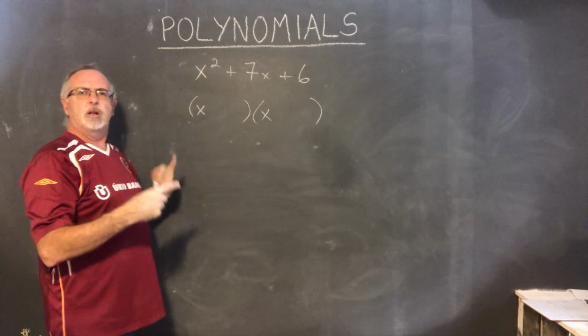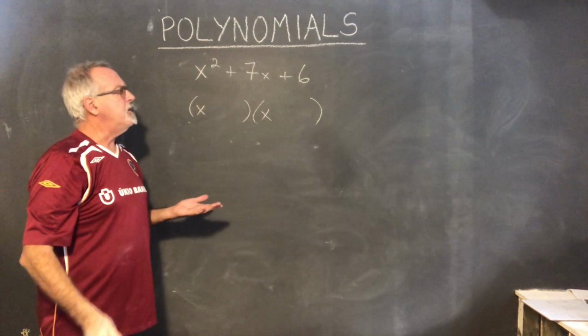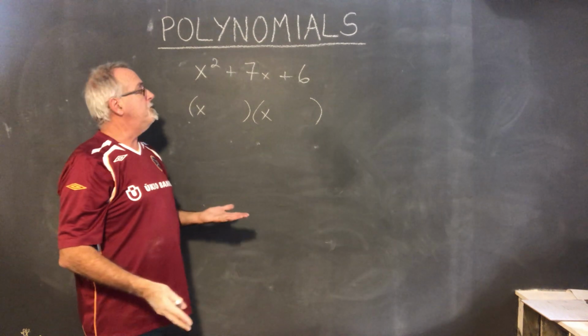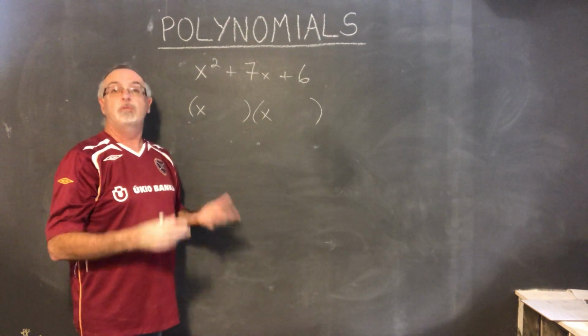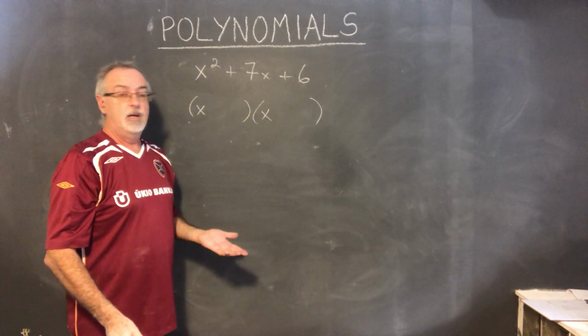Remember when you did the last, you got the last term in your trinomial. So what two numbers multiply to give 6? There are not too many choices, but there are some choices. We could do 2 times 3 and get 6. We could also do 1 times 6 and get 6.